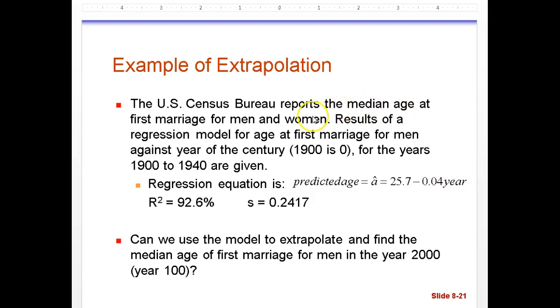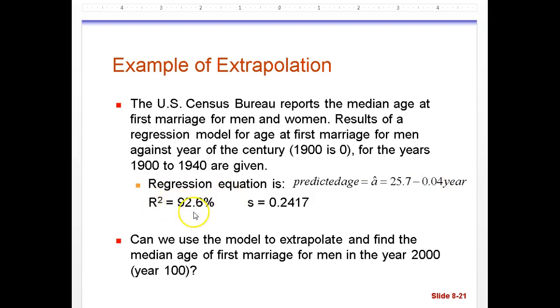And in this example, the year of the century is coded. So as an example, the year 1900 is 0, 1901 would be 1, 1940 would be 40, etc. So you'd plug in the year here, but the year would be a value from, say, 0 to 40 or whatever. So there's the equation for the line of best fit.